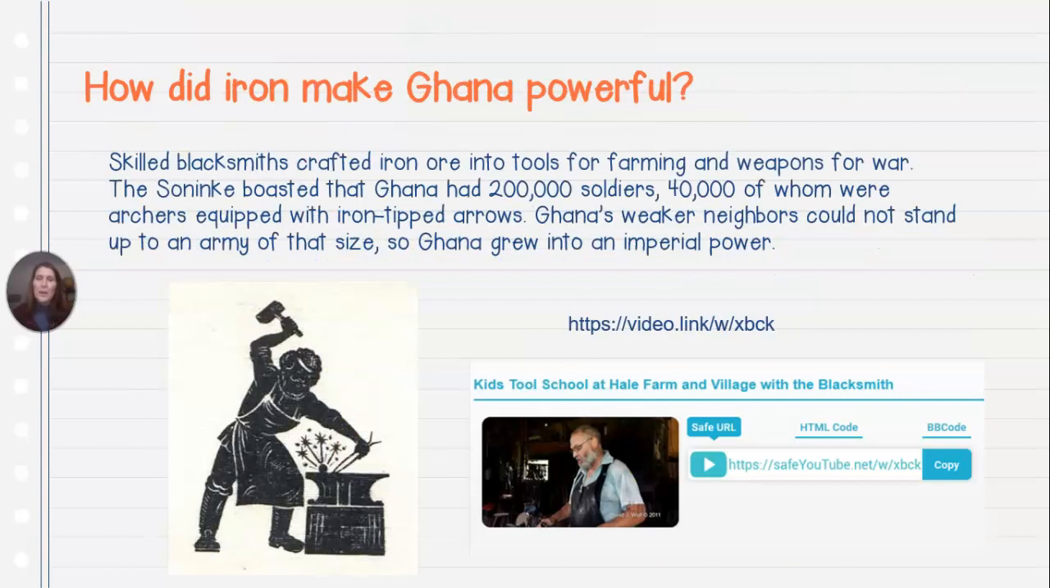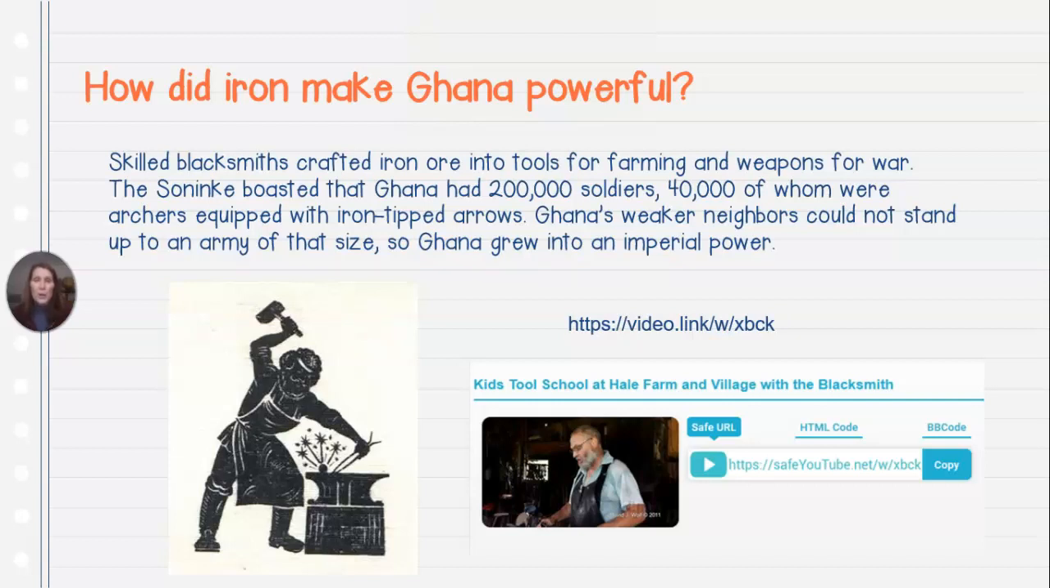How did iron make Ghana powerful? Skilled blacksmiths crafted iron ore into tools for farming and weapons for war. The Soninke boasted that Ghana had 200,000 soldiers, 40,000 of whom were archers equipped with iron-tipped arrows. Ghana's weaker neighbors could not stand up to an army of that size, so Ghana grew into an imperial power.